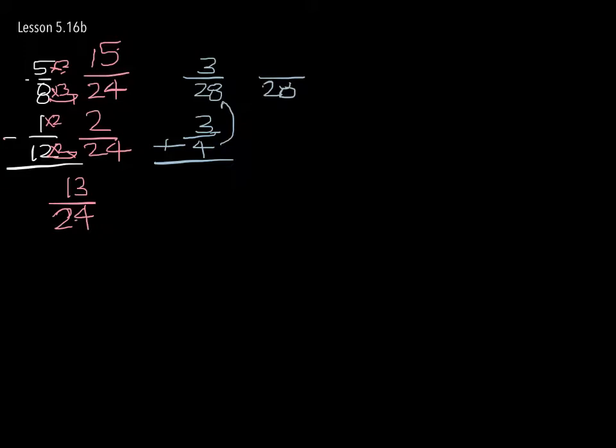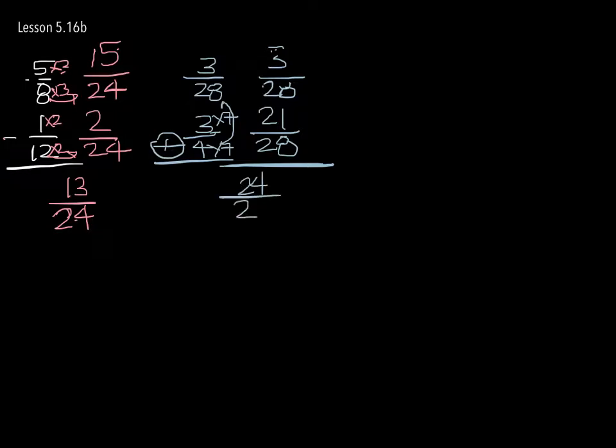And if this is our common language, I can just rewrite this. So the question is, what is this over 28? And what I'm going to do is 4 times 7 gives me 28. Whatever I do to the bottom, I do to the top. 3 times 7 is going to be 21. Now I'm adding them. I add my numerators. 3 plus 21 is 24 over 28.